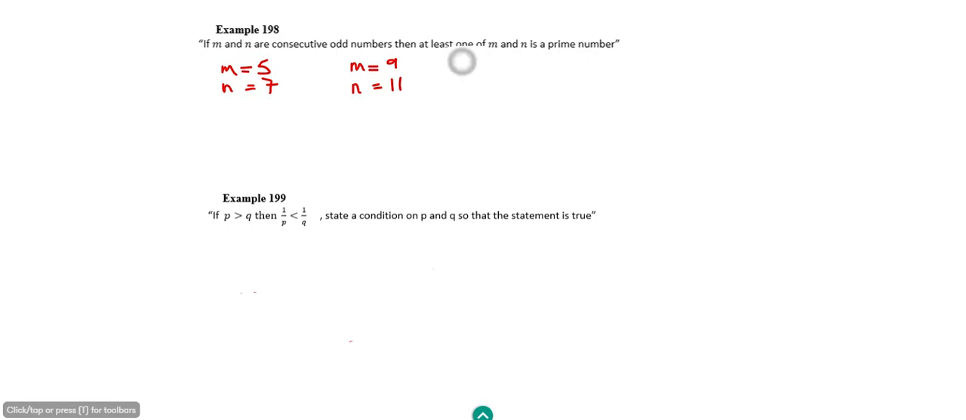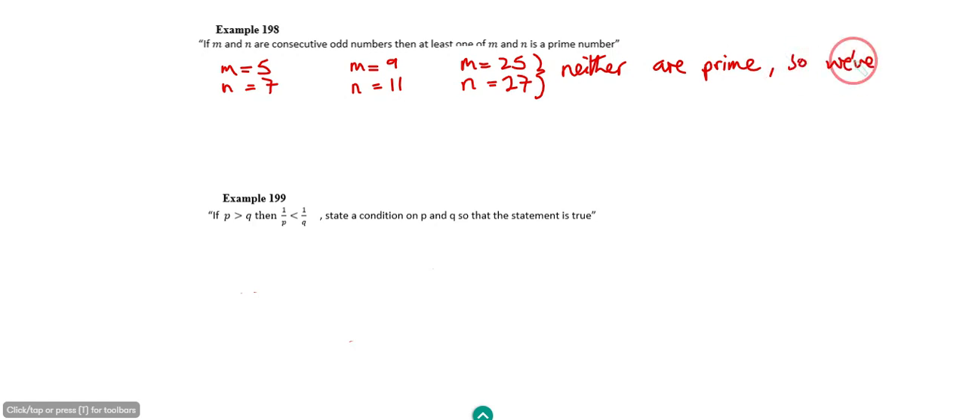So we're going to now try m equals 25. And we can see that if we pick the next one along, n is 27. And we've done it because neither of these are prime numbers. So we need to make a statement that neither are prime. So we've disproved the statement by using a counterexample.